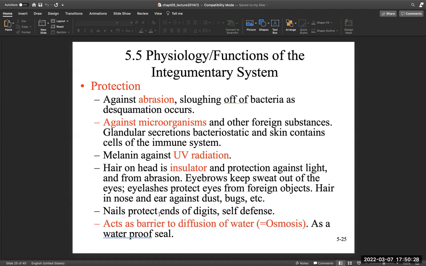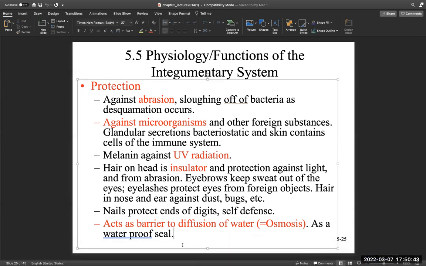So each new cell pushes the older cells closer to the surface. Eventually, the cells closest to the surface will exfoliate out, and by sloughing off those cells, bacterium goes with it. So it helps protect, so then we have a nice population density of bacterium, not too high, but we also need to have a good amount of healthy bacterium, so then the bad bacterium doesn't overtake the entirety of our integumentary system. Melanin helps protect against the ultraviolet radiation.